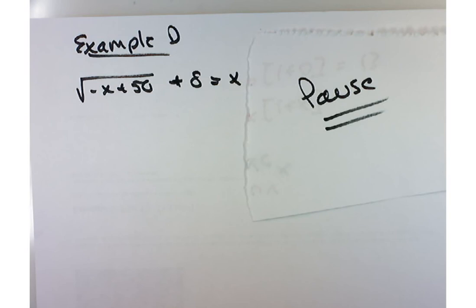There's one step that I mentioned as we went through this, and it's to get the radical by itself first. So what that means is you want the radical by itself. So in other words, you have to subtract 8 from both sides.